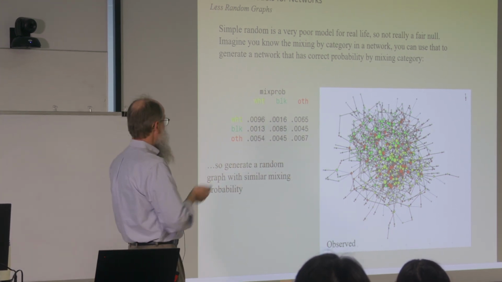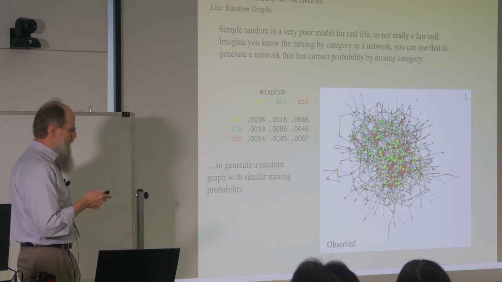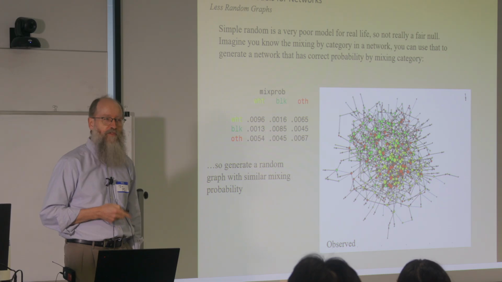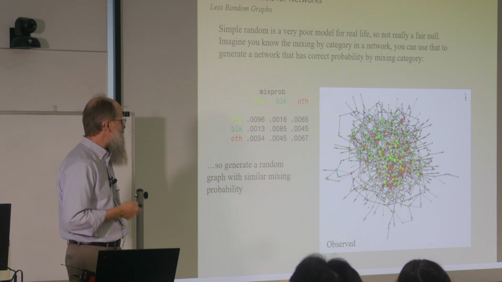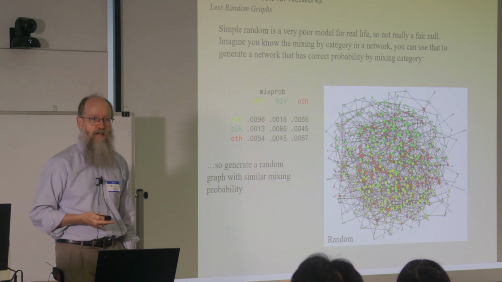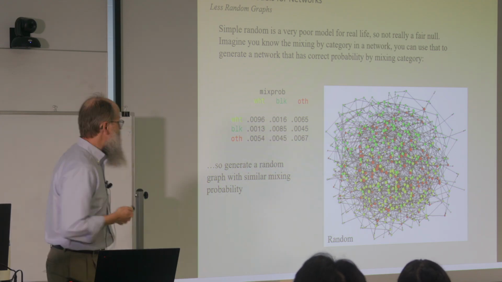And so for example, if we do that, we say that this is the mixing probability on an observed network, and then we just generate a random graph that matches it, I get the exact same mixing matrix, but you'll see that those are not the same, right? There's something going on here. There's some systematicity to this network that isn't exactly in this network. They're both hairballs, no doubt, but there's something missing in this set.